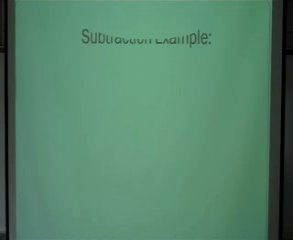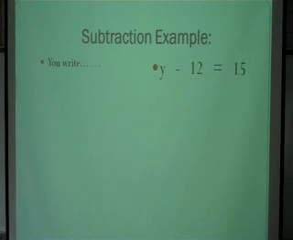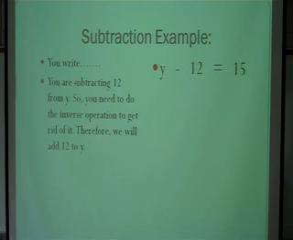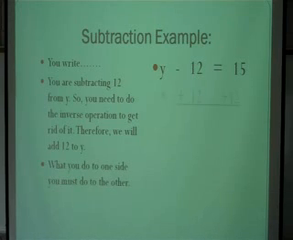Let's try subtraction. You write y minus 12 equals 15. You're subtracting 12 from y, so you need to do the inverse operation to get rid of it. Therefore, you will add 12 to y. And don't forget, what you do to one side, you must do to the other. So it will look like this.